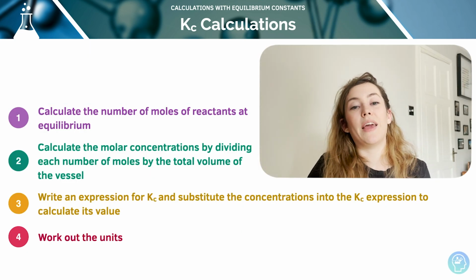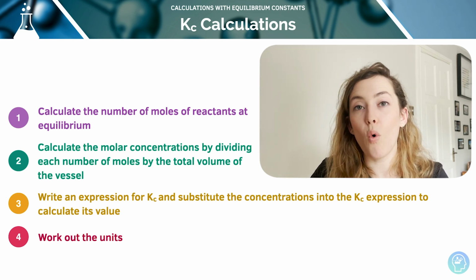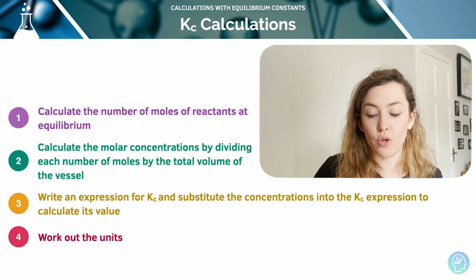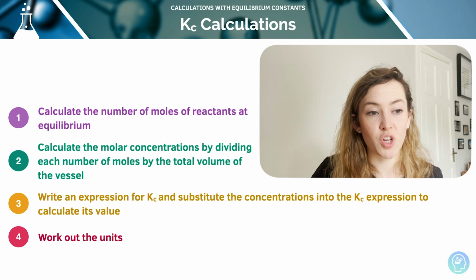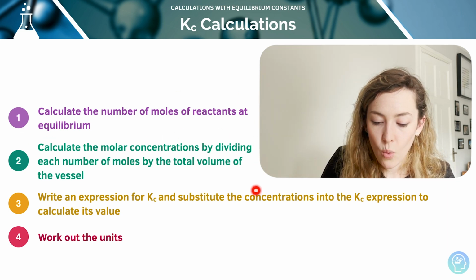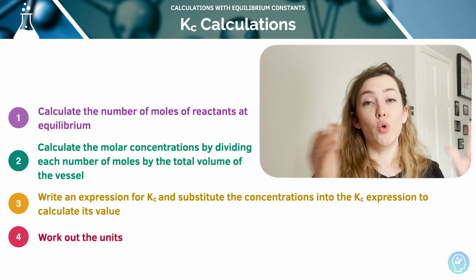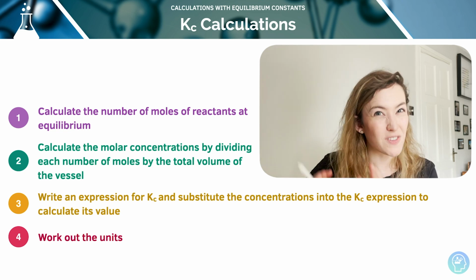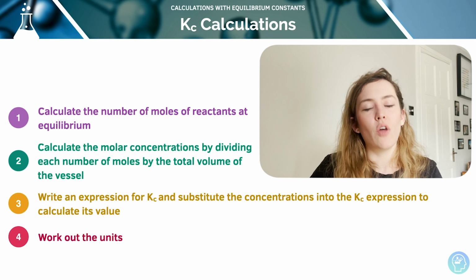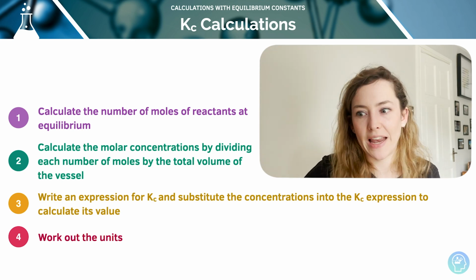Sometimes you're going to need to calculate the equilibrium concentrations of a reactant or product before you calculate the value of Kc. This is where some of these skills are in the A2 specification on some boards, so just double check. First of all, we calculate the moles of reactants at equilibrium. We then calculate the molar concentrations by dividing each number of moles by the total volume of the vessel, so we get the proportions, effectively out of 100%. How much of each do we have? Then we write an expression for Kc and work out the units. Those last two steps we just had a go at anyway.